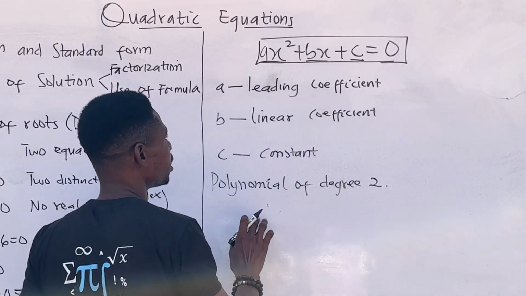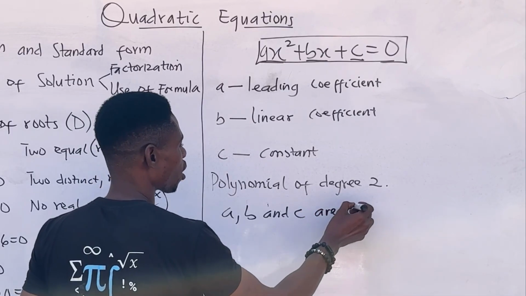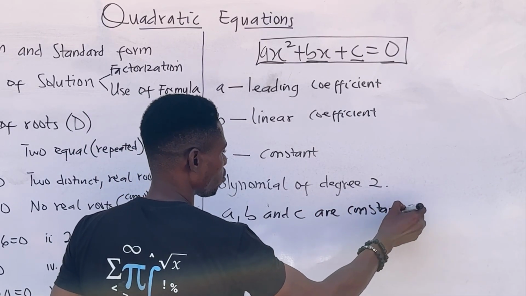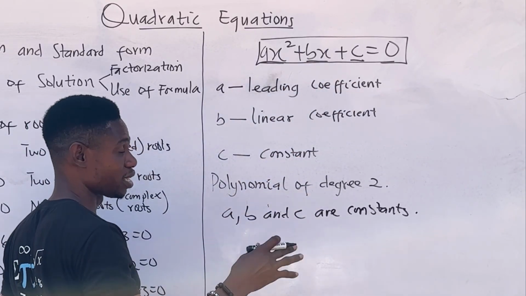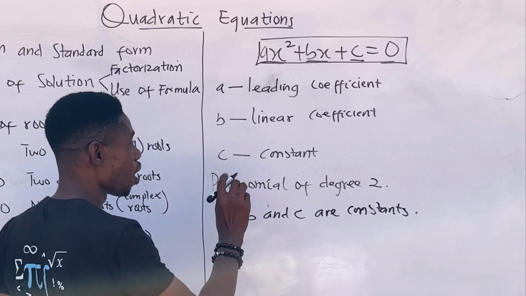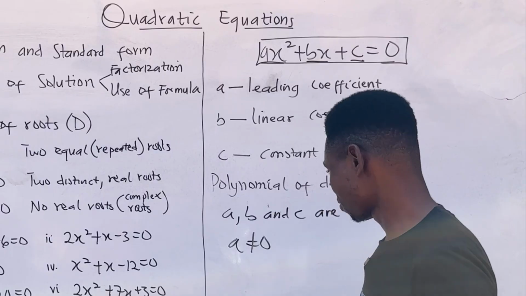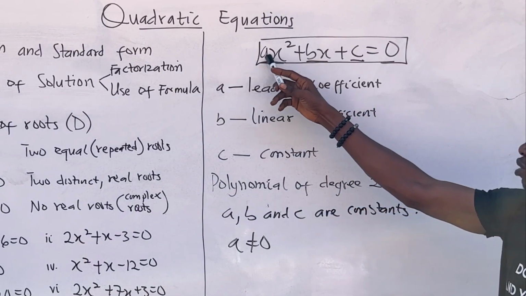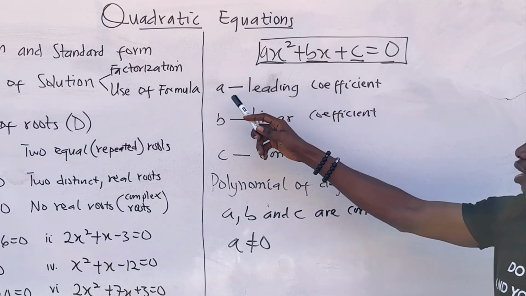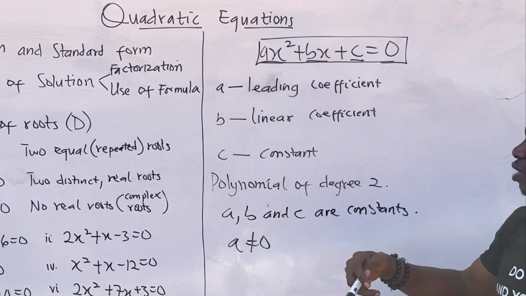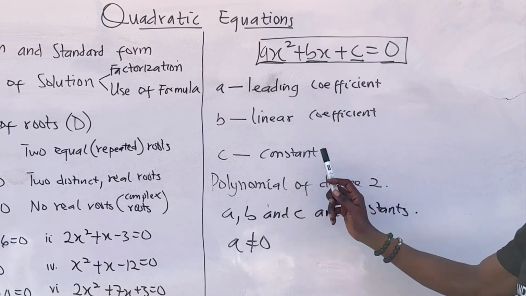So another thing to note is that a, b, and c are constants. That is, a, b, and c, these coefficients are constants like 0, 1, 2, 3, and so on. Also, one last thing is that a is not equal to 0. Okay? So a quadratic equation looks like this, a polynomial of degree 2. That one is established. Now, it has the leading coefficient, that's the coefficient of x squared, a linear coefficient, that's b, the coefficient of x, and c, a constant.